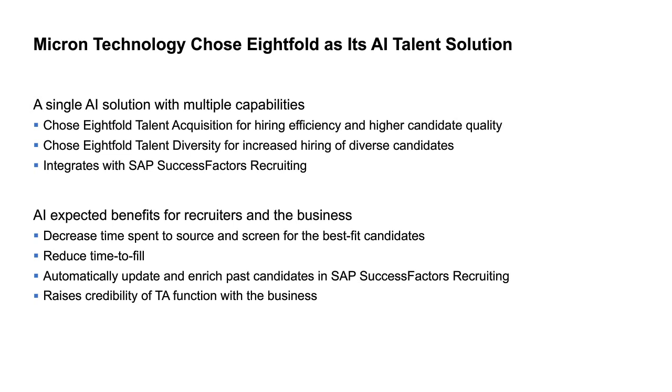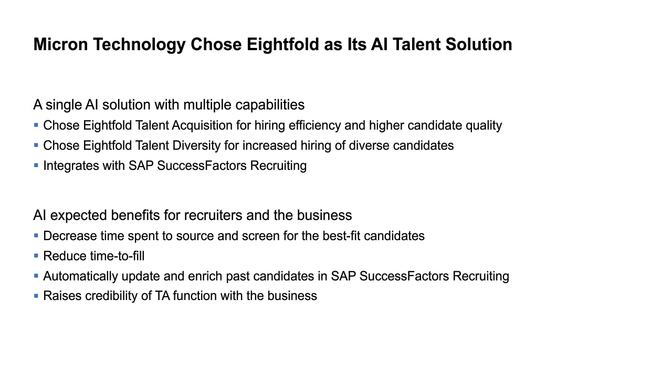We chose Eightfold Talent Diversity for increased hiring of diverse candidates. As I mentioned before, Eightfold highlights candidates who are members of diverse classes, or where there is a clear indication that they are a member of a diverse class. This provides a diverse slate to shortlist for hiring managers. Also, it integrates with SAP SuccessFactors Recruiting. This allows us to take advantage of our existing database of candidates, as mentioned before, versus expensive sourcing firms or utilizing agencies. So what are the AI expected benefits for recruiters and the business?